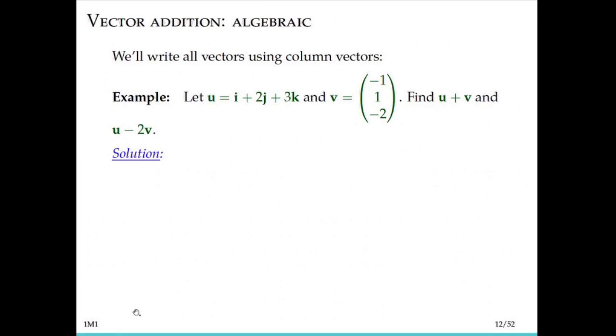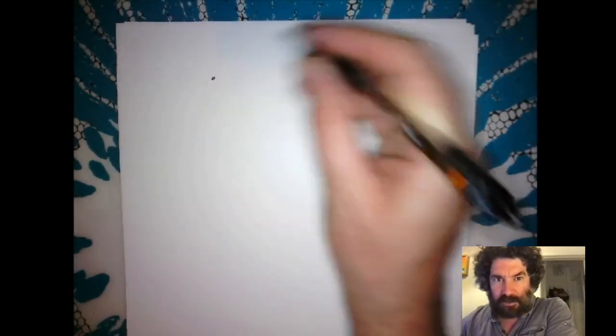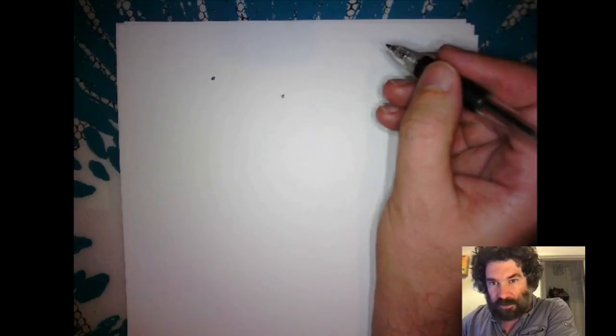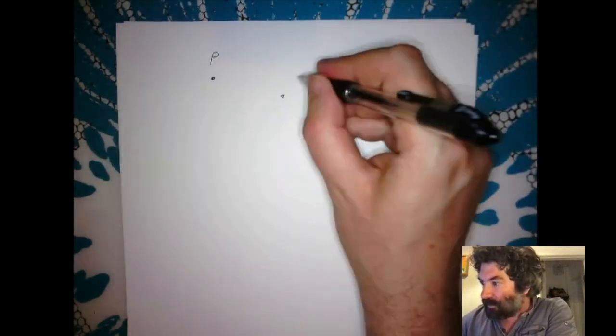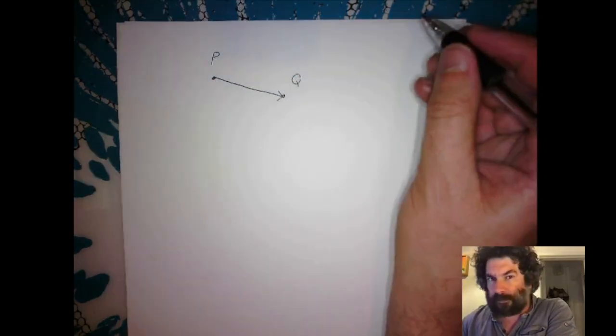All right, another example. Let's consider 2 points, P and Q, and calculate the displacement vector, which points from P to Q. And we'll also find a unit vector in the same direction as this vector from P to Q. So a unit vector that points from P to Q. All right. So just to draw a diagram, and I'm not going to try to draw P and Q in the locations they would be in any coordinate system, but let's just say this was P and this was Q. The vector we're trying to get is the vector from P to Q.